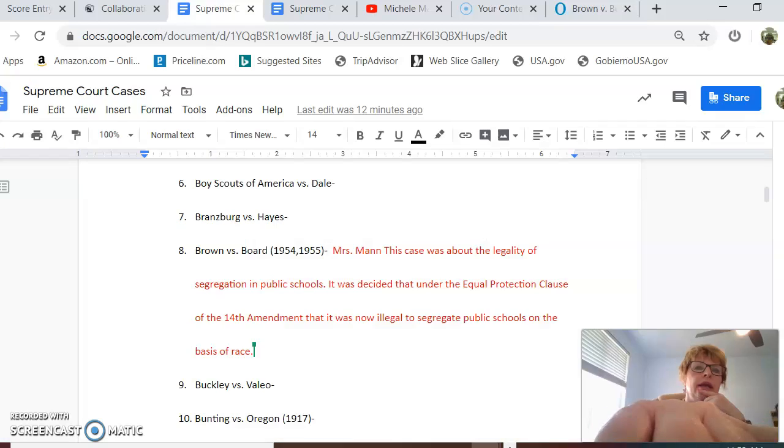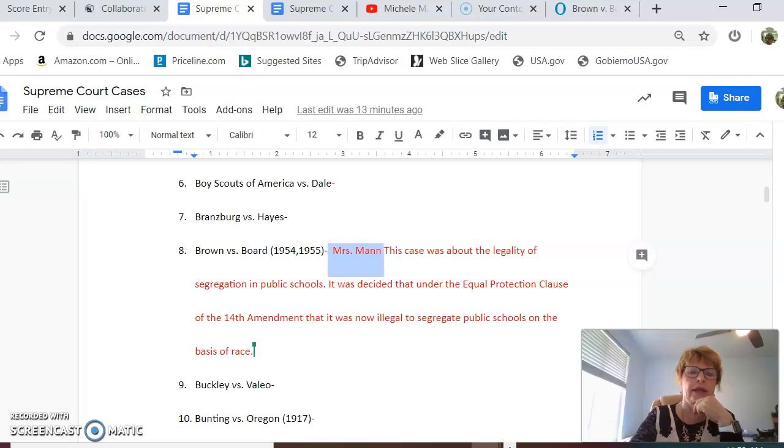So when I got over here, I go back to my case that I put my name on. You'll see Mrs. Mann is right there on the screen. And then I put, this case was about the legality of segregation in public schools. They were testing it to see if it was legal. It was decided that under the Equal Protection Clause of the 14th Amendment, it was now illegal to segregate public schools on the basis of race. So from that point on, it became illegal.